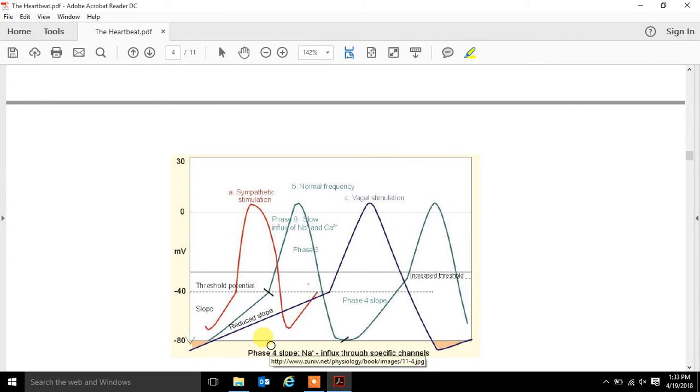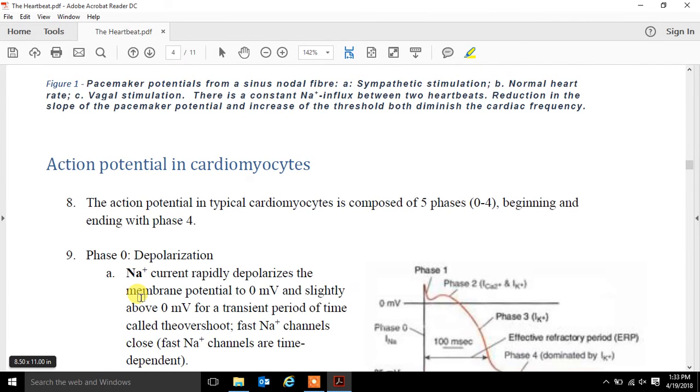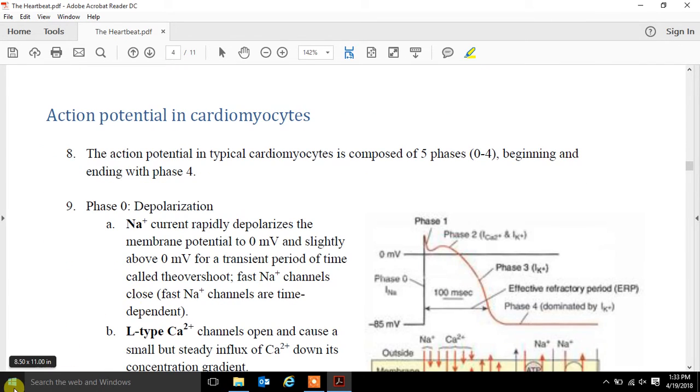If I have parasympathetic stimulation, I'm preventing the opening of the funny channels. The slope takes a lot longer to get up to this threshold. So because it's taking longer to get here, it takes longer to get that action potential, and therefore a slower heart rate. If I steepen that slope because I'm promoting the opening of those channels, I can have that action potential very quickly. So that's in the SA node. It's just the pacemaker. It's driving the rate.